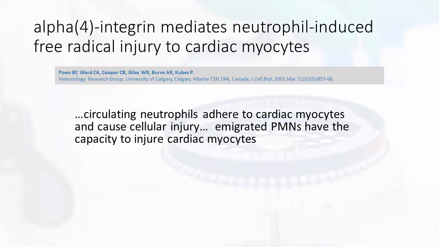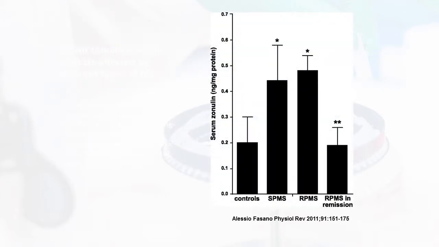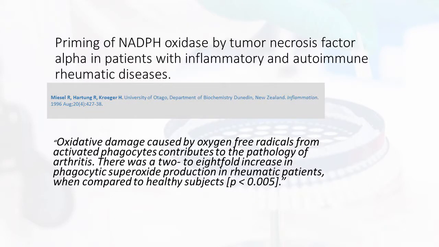After a heart attack, the damage to the heart muscle is caused by the neutrophils during the reperfusion phase. There's more zonulin present in people who have active MS than MS in remission. There's a 2 to 8 times increase in neutrophil superoxide production in patients with arthritis.